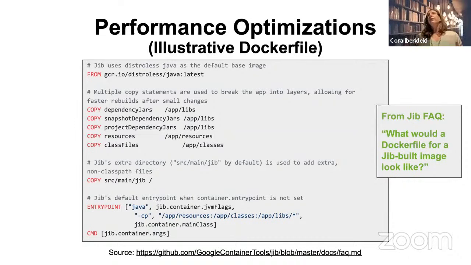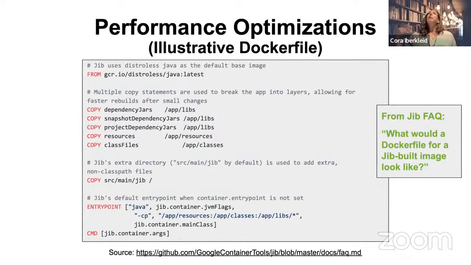And so this was the answer from the Jib project. You can see that, first of all, there's only one from statement, right? That's already telling us, and we saw in the previous command that you would have to do Maven compile build, right? So the compile is happening on your local machine. If you have a different version of Java on your machine than what's in the distroless image, you're going to have two different versions of Java, right? So you already start to see that you're not fully controlling the build environment.